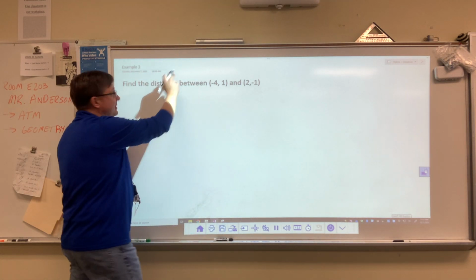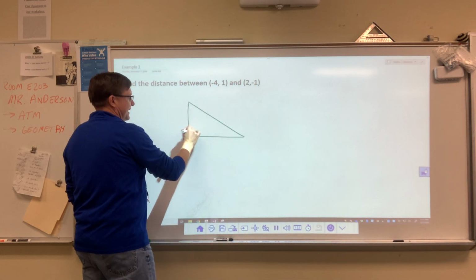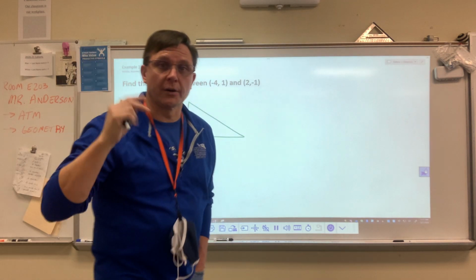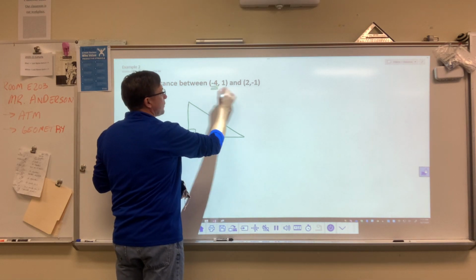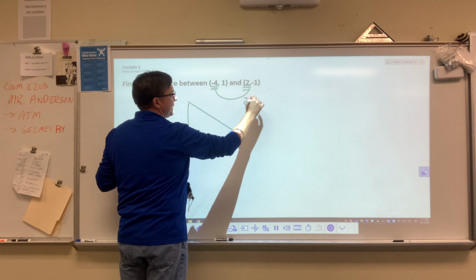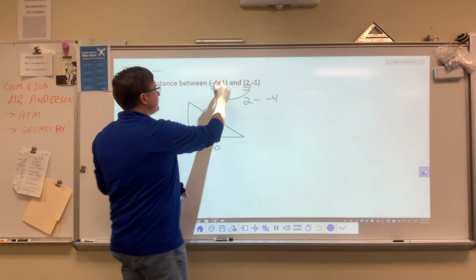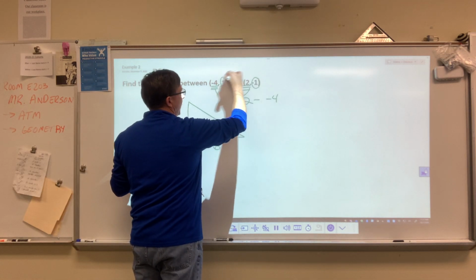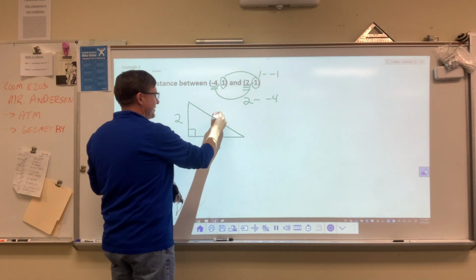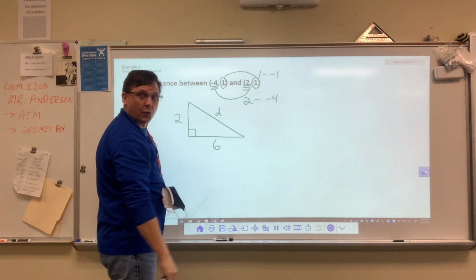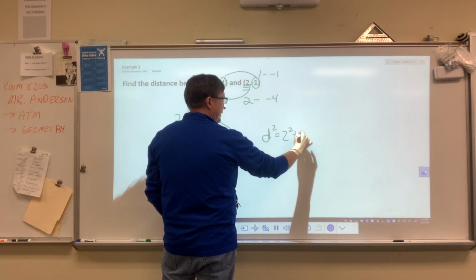I see that it's a distance, and I immediately think to myself, well, I know a distance. Since this is not a slope problem, I don't care which way the triangle is going. I know I'm going to have a horizontal distance and a vertical distance. So I look at the -4 and 2 first. The big number minus the small number, 2 minus negative 4. I have a horizontal run of 6. 1 and -1 for the y. 1 minus negative 1, that's 2. I know the distance is here, and that's d. The distance is always the hypotenuse in between points, so d squared equals 2 squared plus 6 squared.